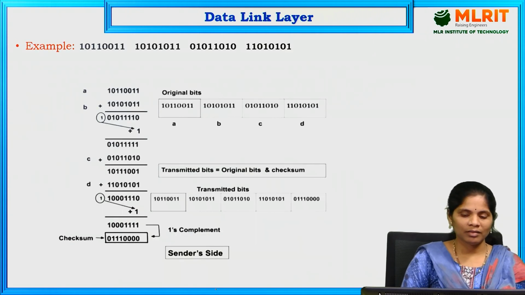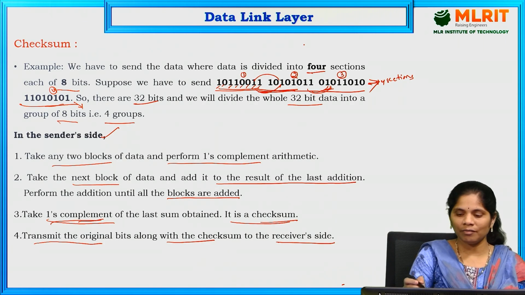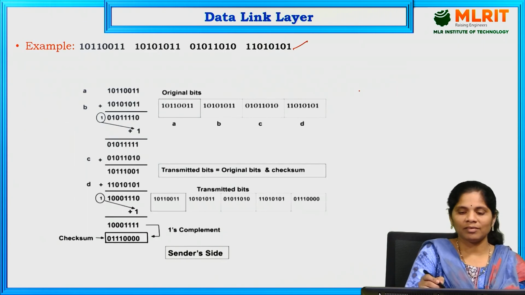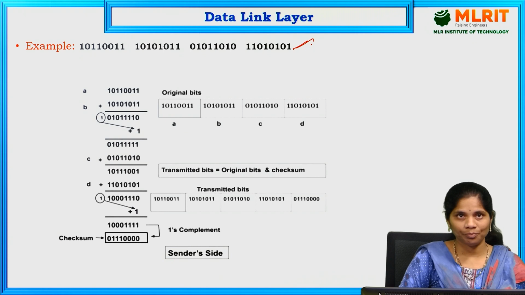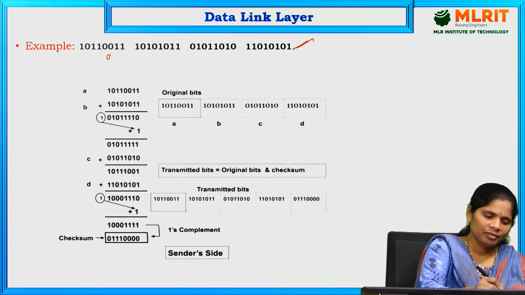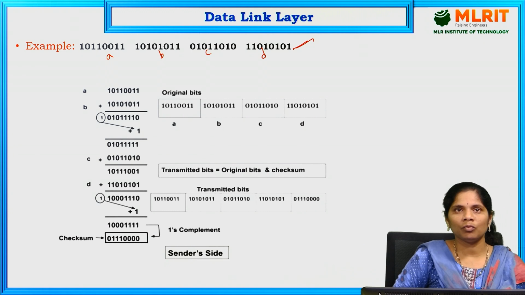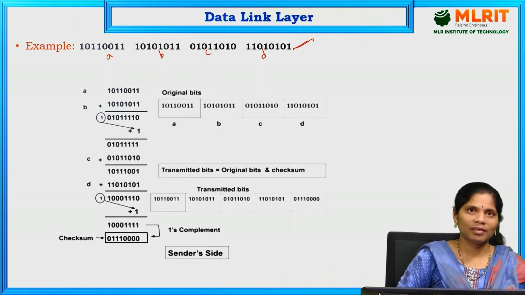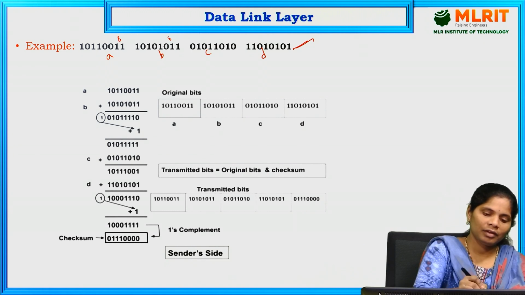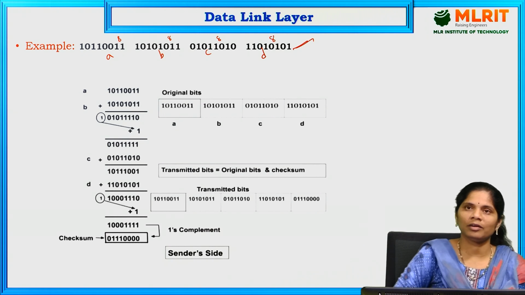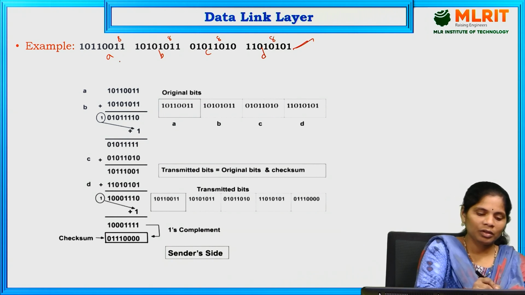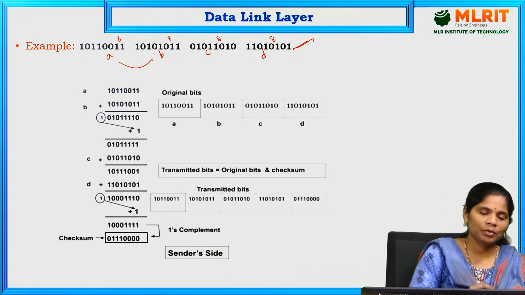See here, this is the original data, the same data we described earlier. I consider this A, this B, this C, this D. These are the 4 sections, and each section has 8 bits. First I am doing the addition of A plus B.